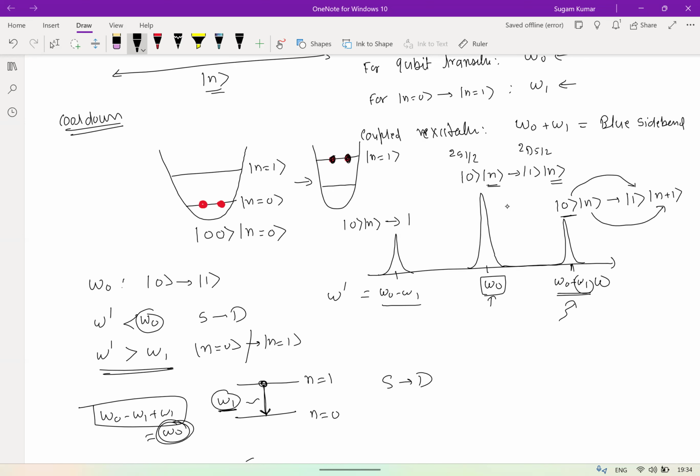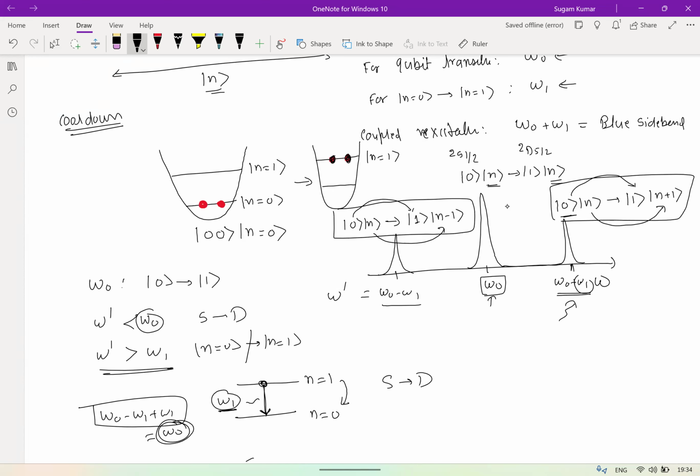So you can see that this is going to become n minus 1. So it is going from n1 to n0, and then this is also going to go 0 to 1. These two things are very important to understand how quantum computing works. In the blue sideband, this is the mechanism that happens. In the red sideband, this is the mechanism that happens. So in the blue sideband, very simple.